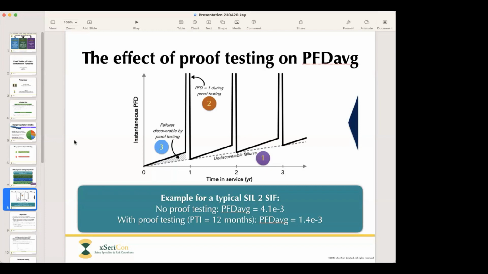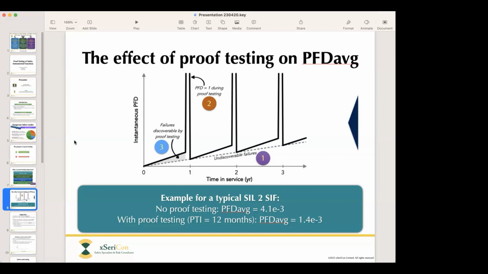So that's why you get this kind of sawtooth shape where the probability goes up. We do the proof test, that brings the probability back down again to the baseline. And then until the next proof test, it gradually creeps up again. We do the second proof test, it drops down again, and so on. And that repeats through the whole lifetime of the SIF. And what we're doing by proof testing is we're bringing that component of the PFD average, which is the number 3 component, back down to the baseline.